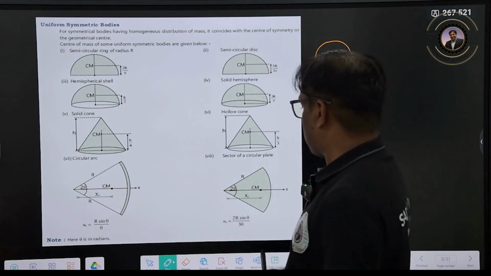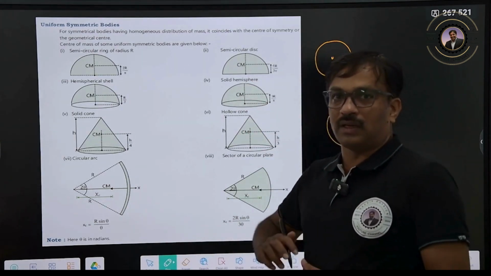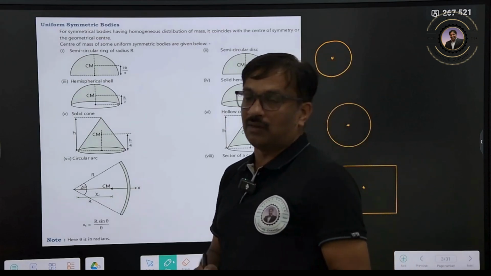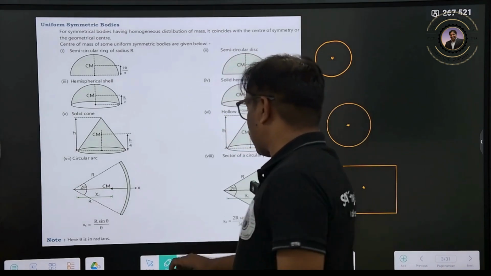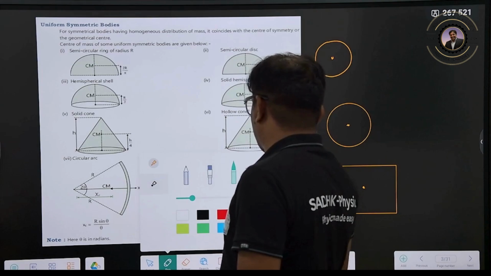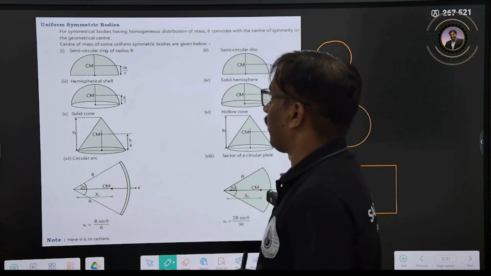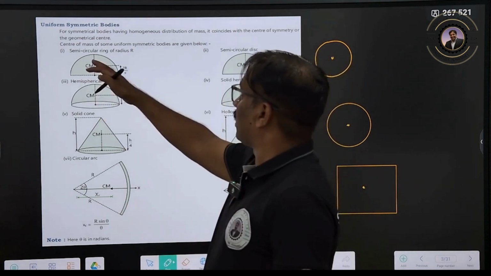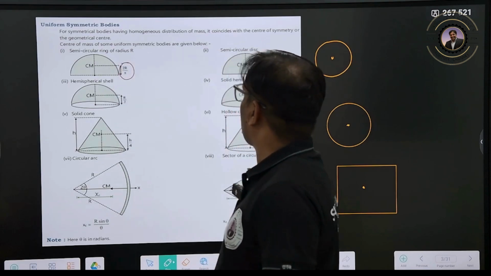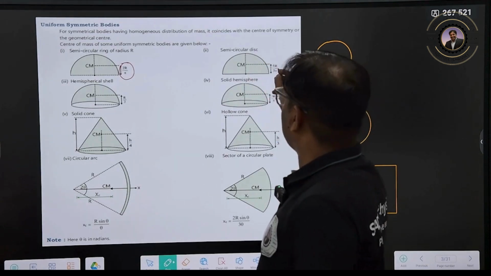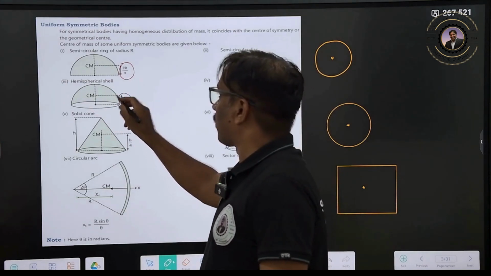Here some of this is given, but at NEET level it is not important. But for JEE Mains and IIT Advanced, you compulsorily need to remember these formulas, just one or two things. There is no need for derivation here, though we will see one or two derivations. For a semicircular ring, the center of mass will be at a distance of 2r by pi. For a semicircular disc, 4r by 3 pi. For a hemispherical shell, r by 2.